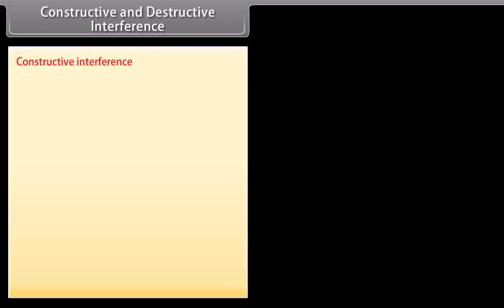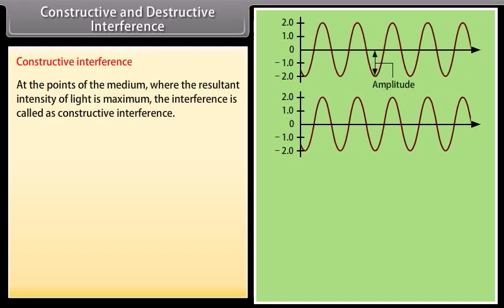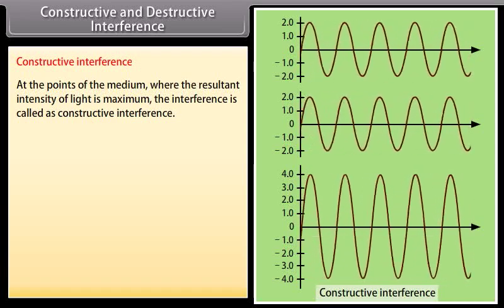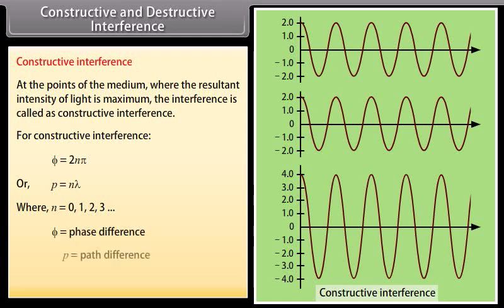Constructive and destructive interference. Constructive interference. At the points of the medium where the resultant intensity of light is maximum, the interference is called constructive interference. For constructive interference, phi is equal to 2nπ or p is equal to nλ, where n is equal to 0, 1, 2, 3 and so on. Phi is equal to phase difference. P is equal to path difference. Lambda is equal to wavelength of light.